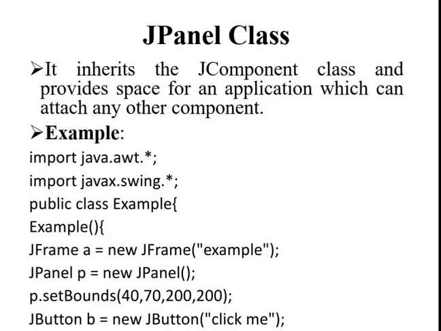menu dot add a1, that is, we are adding a1 to the menu. menu dot add a2, that is, we are adding a2 to the menu. m1 dot add menu, that is, we are adding the menu to m1. a dot setJMenuBar m1, that is, we are setting the JMenuBar m1. a dot setSize 400, 400, that is, we are setting the size of the frame. a dot setLayout null, a dot setVisible true, curly bracket complete, public static void main String args.